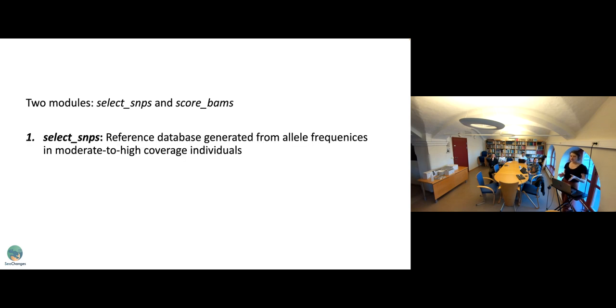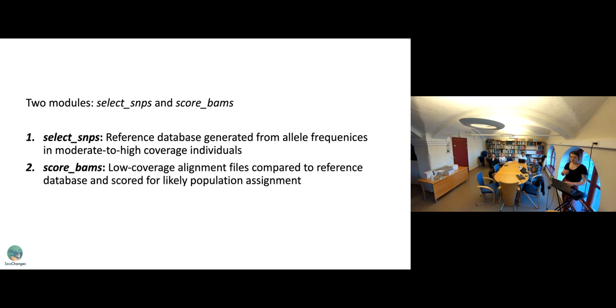So we create a reference database from allele frequencies that we pull out of moderate to high coverage individuals. This means that you need to have some individuals that you can use as a reference set to then pull these out of your low coverage alignment files. Because once we've created this, we just take all of the loci in our database and we see how many of them we can find in the alignment files. And then using what we find in the alignment files, we score them for likelihood of which population they belong to. So it's really simple.